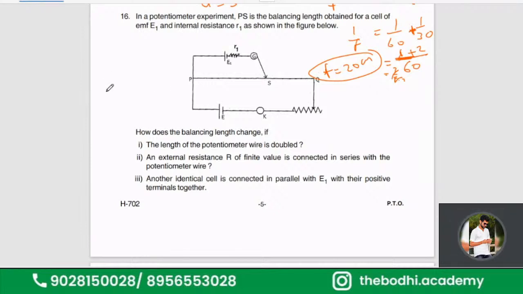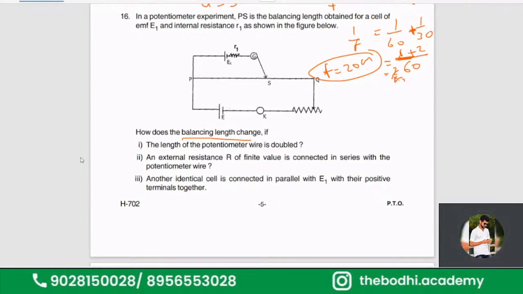Okay, let's see if anyone answered. I doubt. Okay, none of you. See, the first question. The length of the potentiometer wire is doubled, then what will happen to the balancing length? It will also double. Understood? Balancing length will also double because they are directly proportional. This we know from the formula. Right? Like E1 by E2 is equal to L1 by L2. So they are directly proportional.